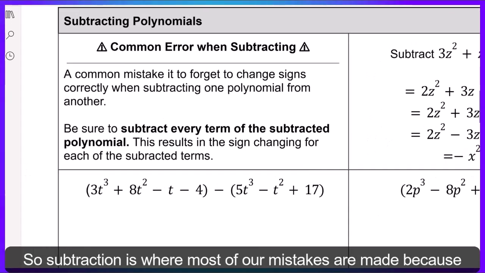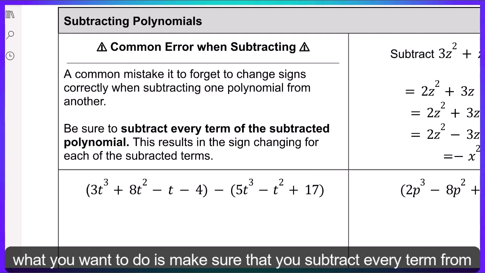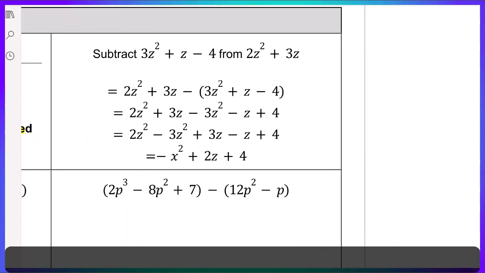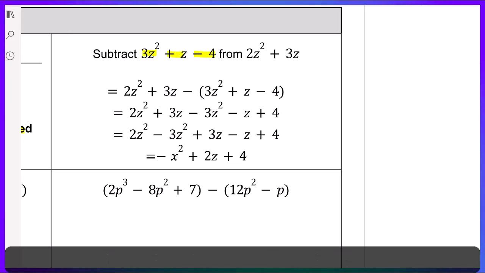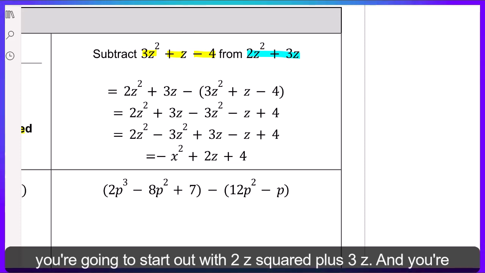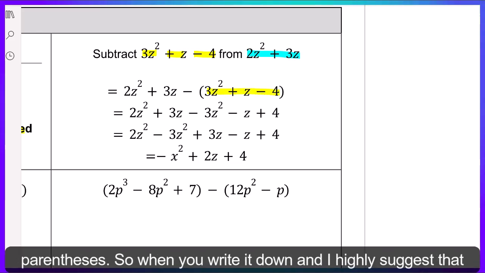So subtraction is where most of our mistakes are made because we are not subtracting everything that should be subtracted. So what you want to do is make sure that you subtract every term from the subtracted polynomial. So if you look at this example right here, it says, I want you to subtract all of these from this polynomial. So when you write it down without using words, you're going to start out with 2z squared plus 3z. And you're supposed to subtract all of these terms right here. That's why it's in parentheses.